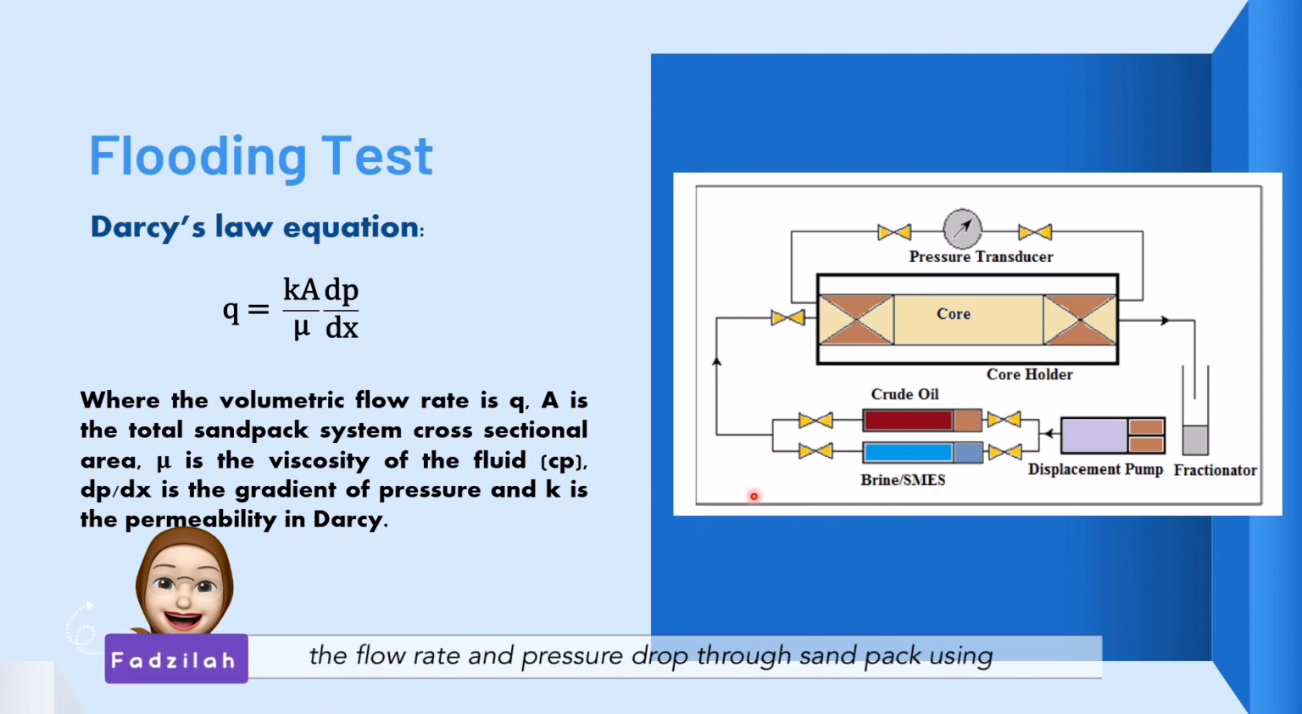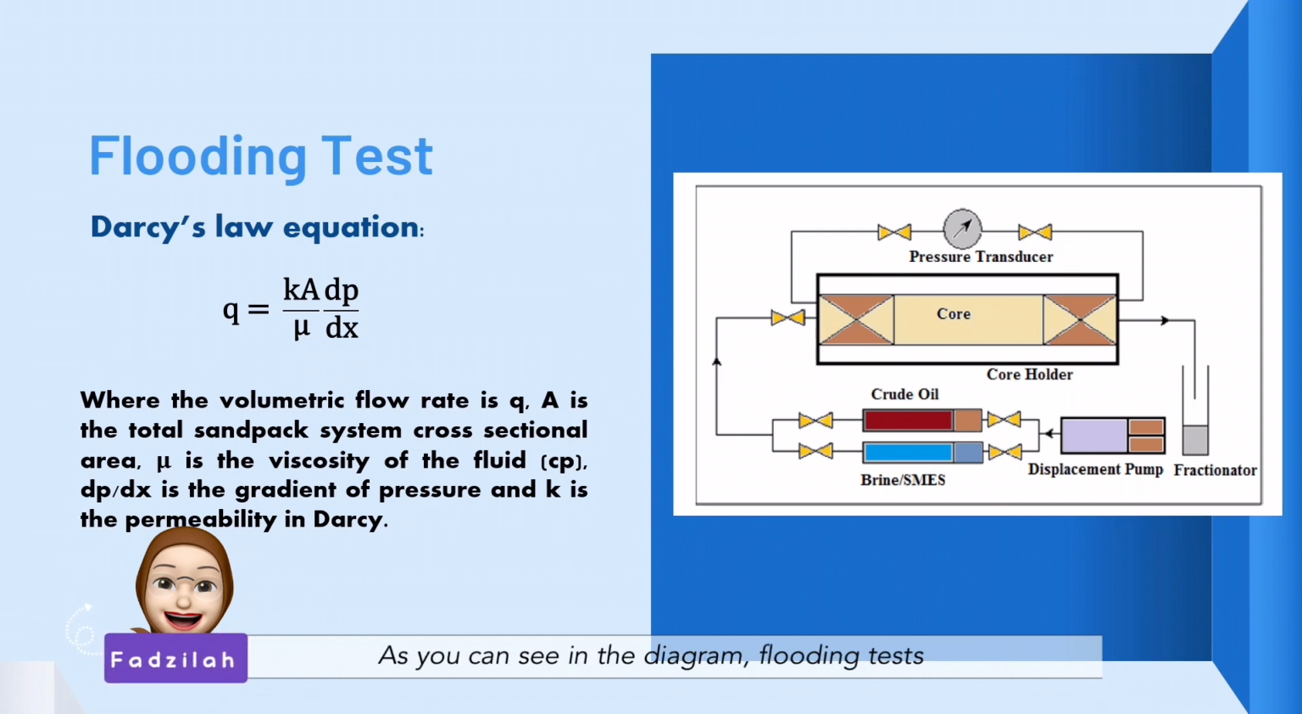In the alpha SEE test, it was flooded with the brine and the absolute permeability was calculated from the flow rate and pressure drop through the sandpack using Darcy's law equation. Generally, Darcy's law was used to measure the effective oil permeability and the effective water permeability at irreducible water saturation and residual oil saturation.